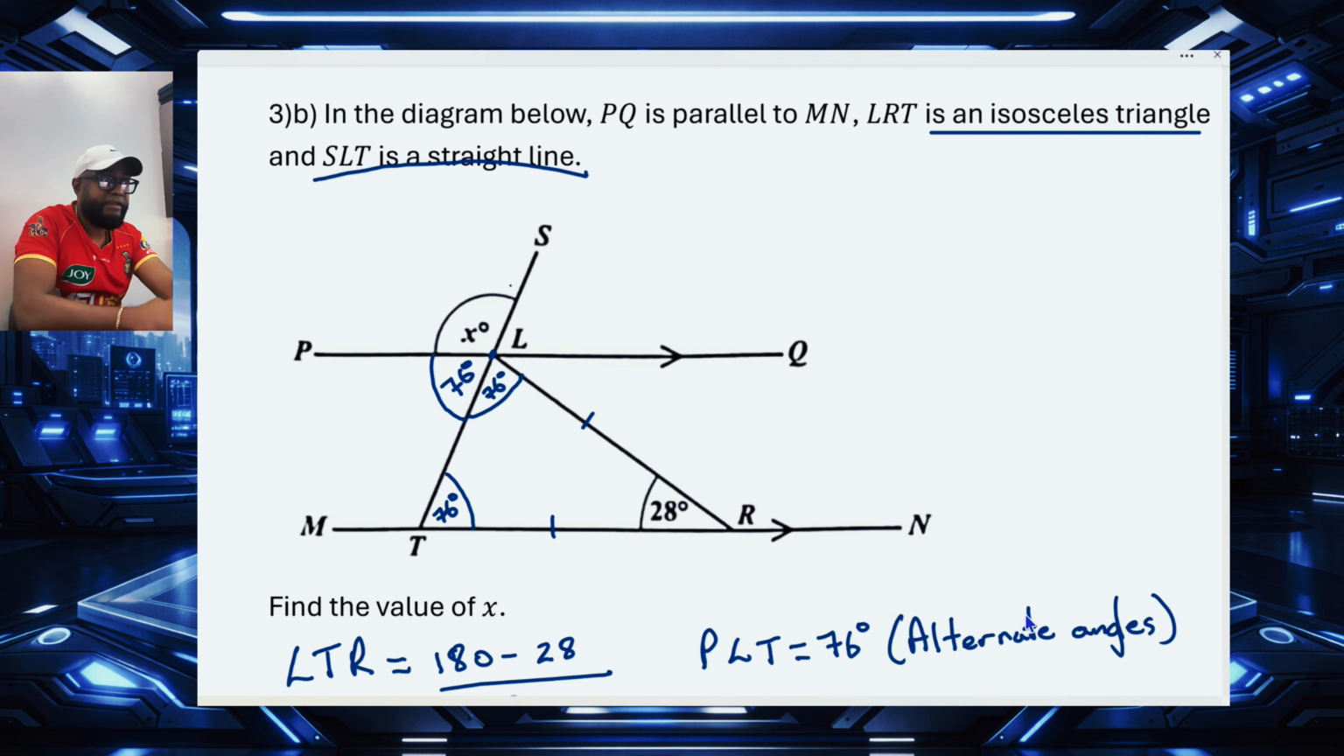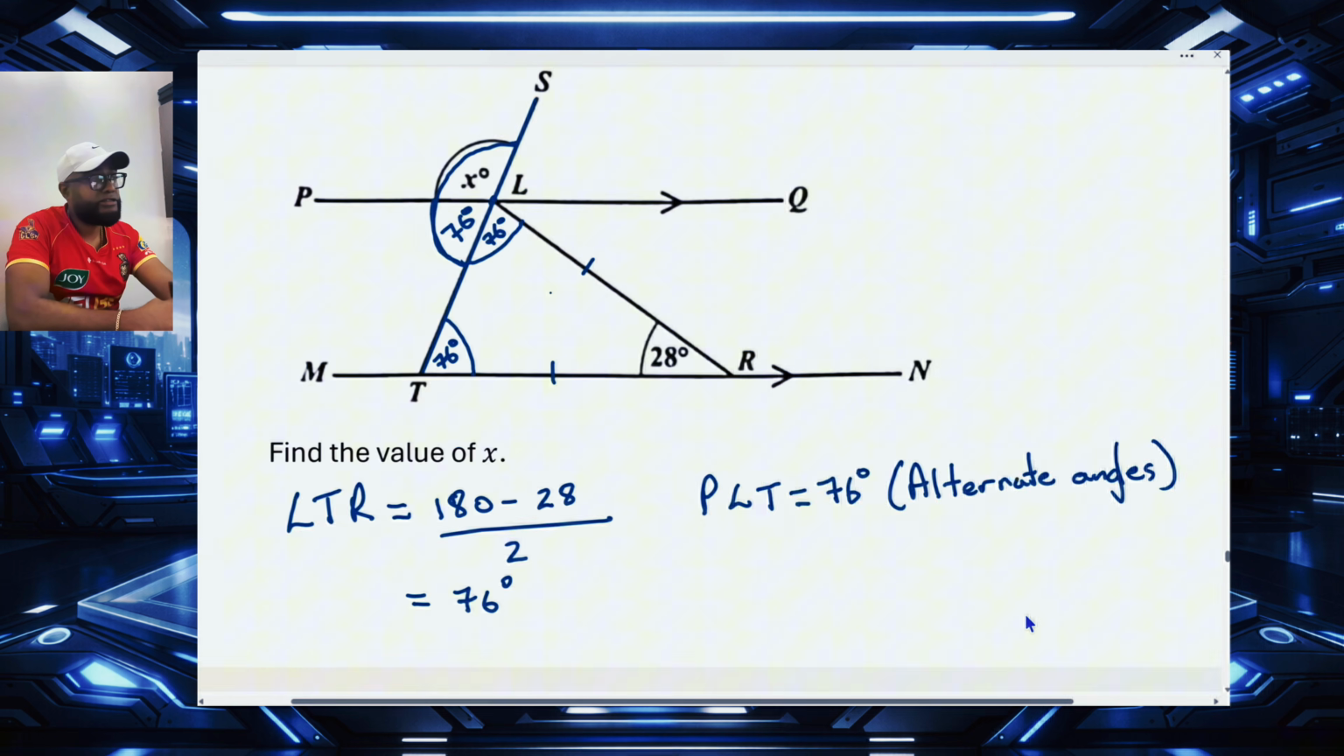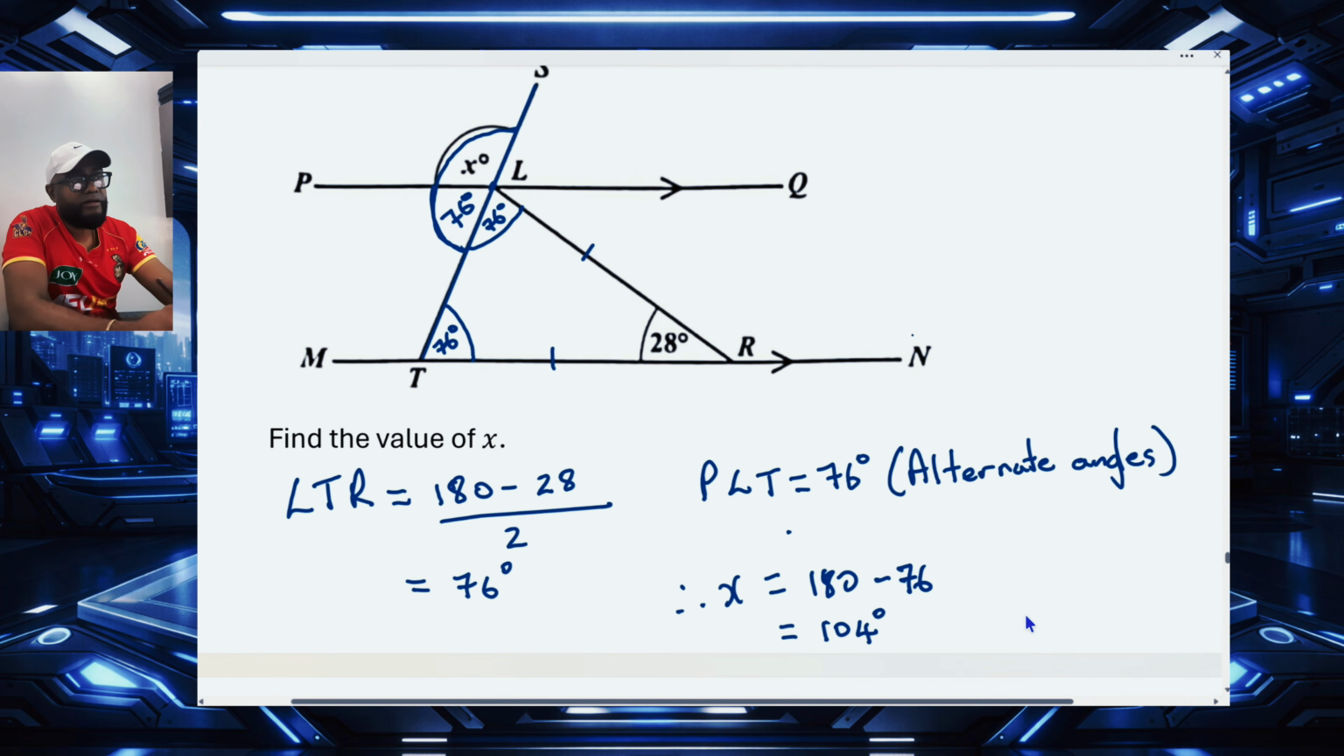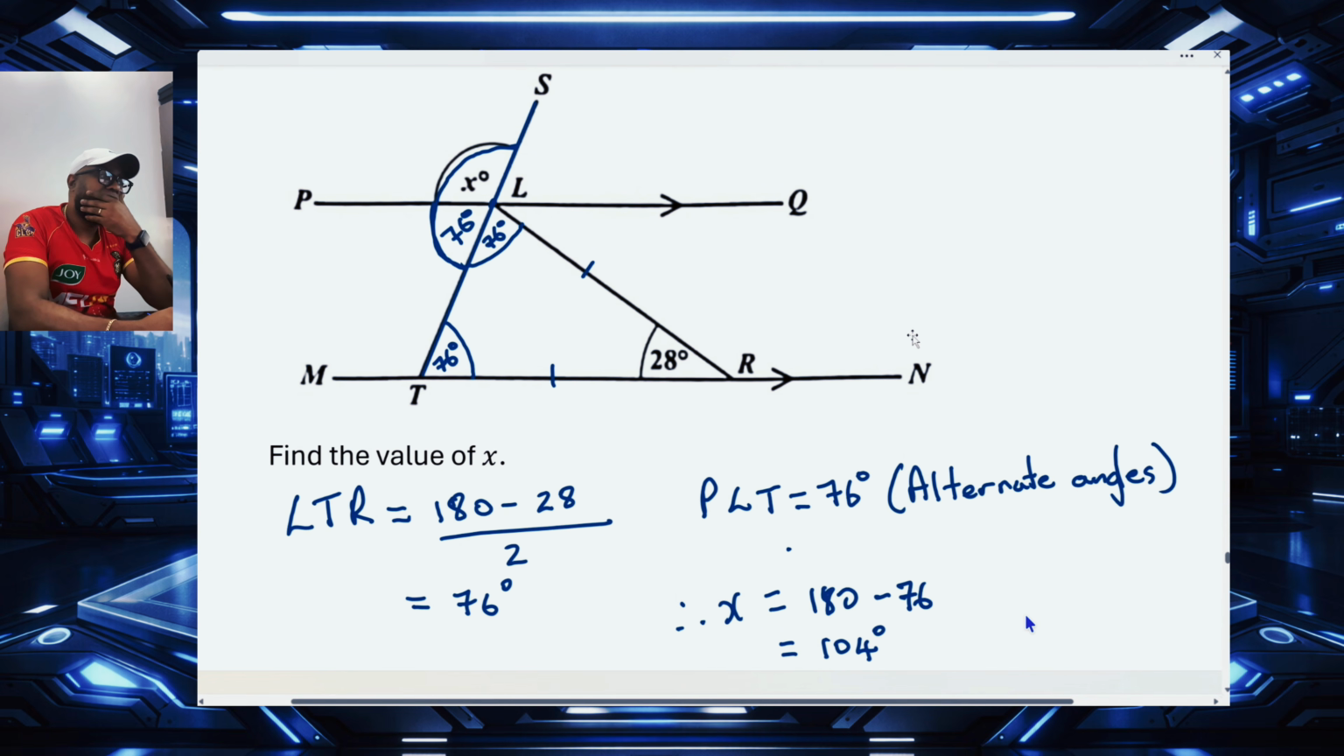Look at it right there. If this is a straight line, angles at a point on a straight line, meaning these two angles at this point would make a 180 degree angle. So x would simply be equal to 180 minus 76. But if you did add 76 to the 28, you would get 104. But try to see what it is you're using to find that.